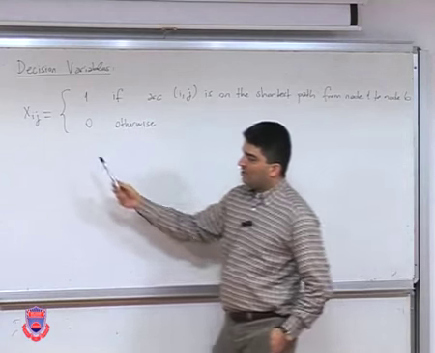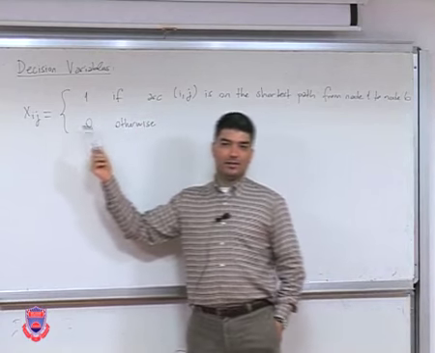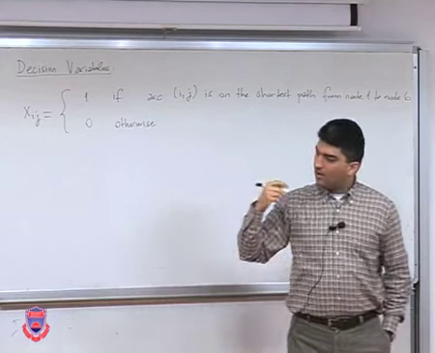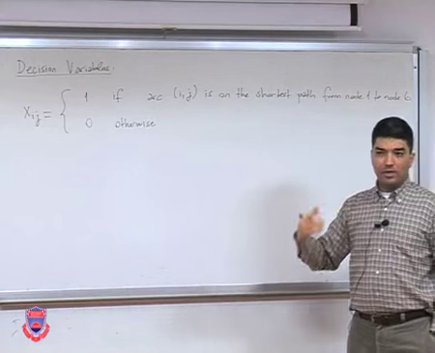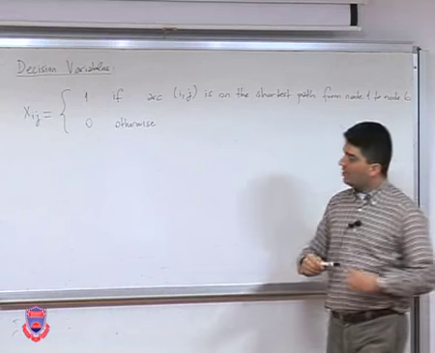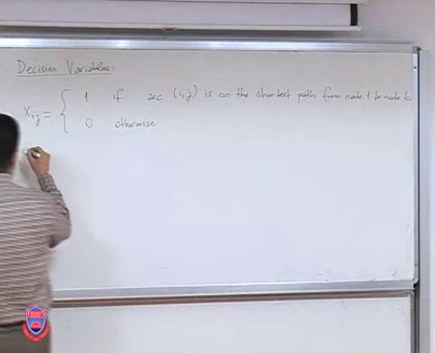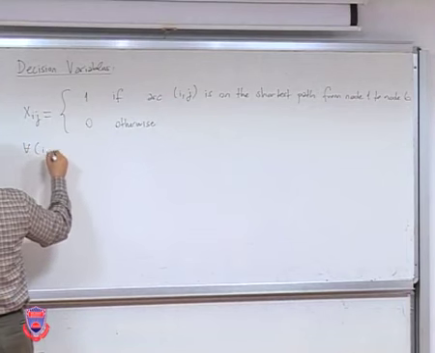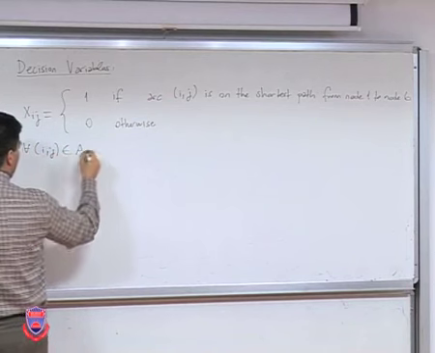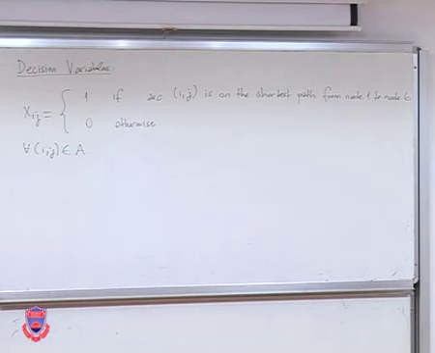So how many decision variables will I define? Well, there will be a decision variable for each of the arcs. So these will be defined for every arc ij in my graph. And for this particular example, there are going to be 11 decision variables, because there are 11 arcs.